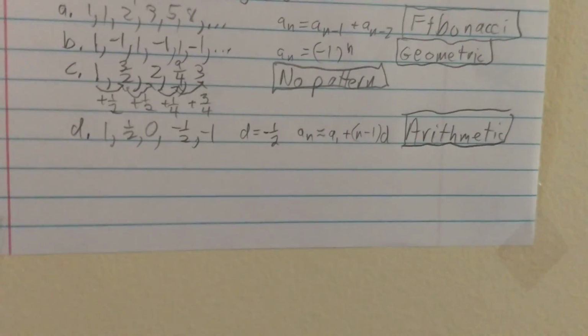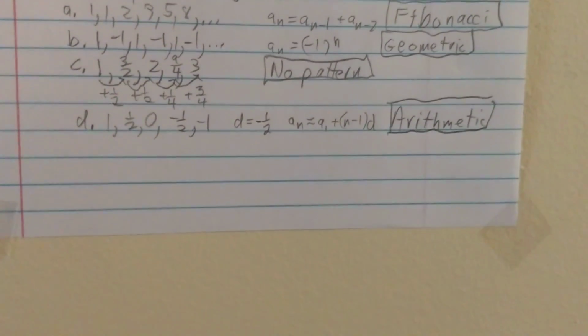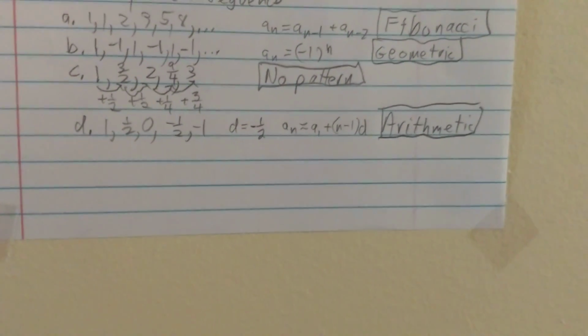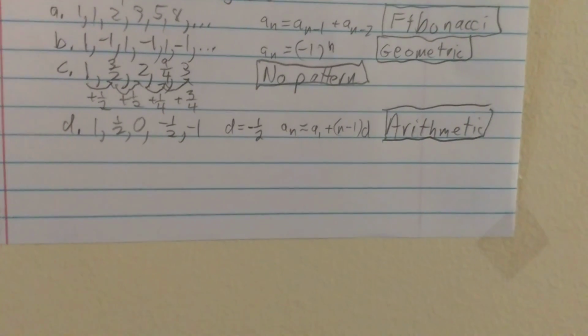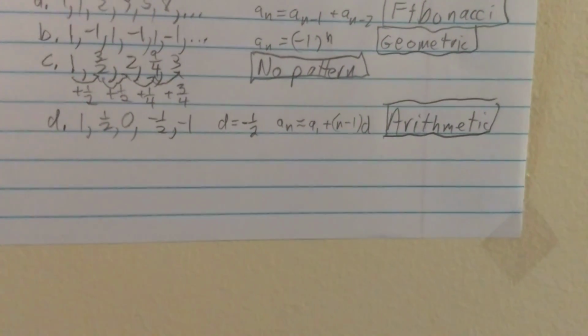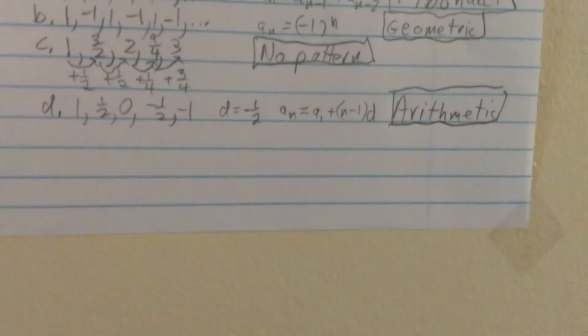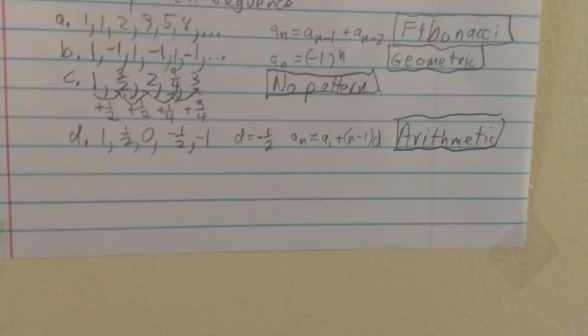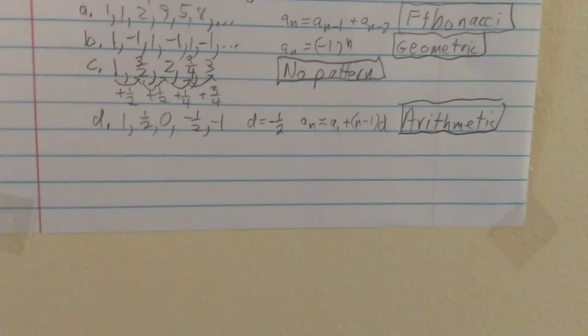Now C is 1, 3 halves, 2, 9 fourths, and 3. Well, it looks promising on the first two. So 1 plus 1 half is 3 halves, and 3 halves plus 1 half is 2. But 2 plus 1 fourth is 9 fourths, and 9 fourths plus 3 fourths is 3. So it's definitely not an arithmetic pattern, and there's no way it could be geometric either.